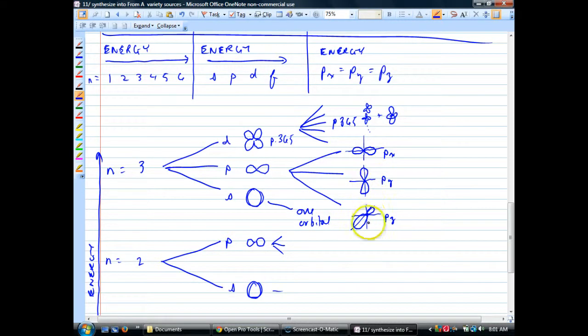So all the P orbitals have the same shape. They all have the same energy. They're just oriented differently in the atom. And there are 3 distinct regions of space where you might find an electron. It's either going to be here, here, or here. Okay? There's 3 options if it's in a P sublevel.